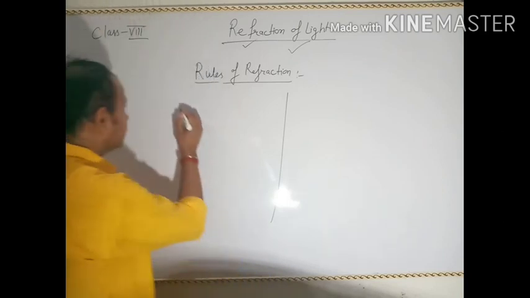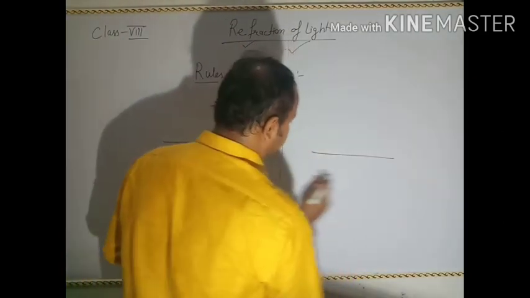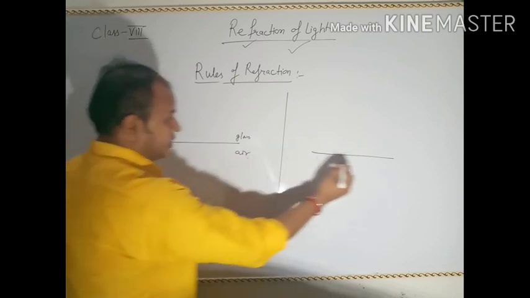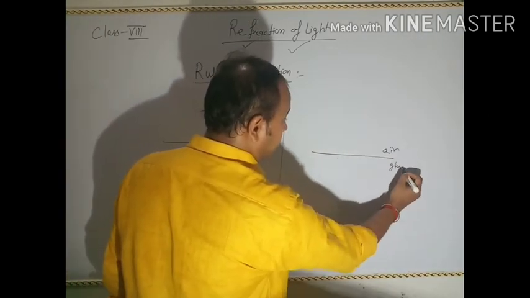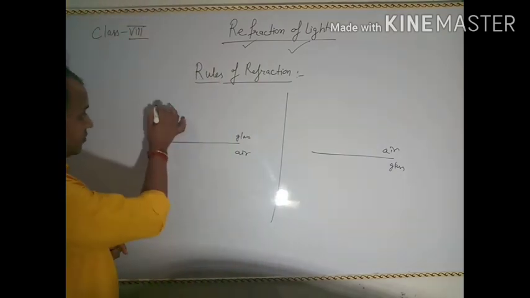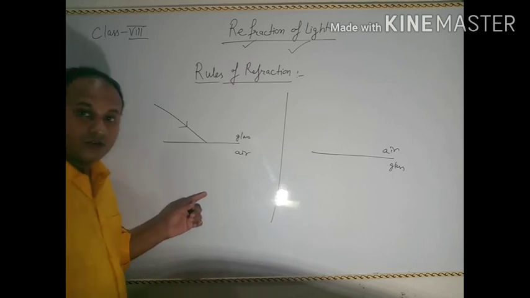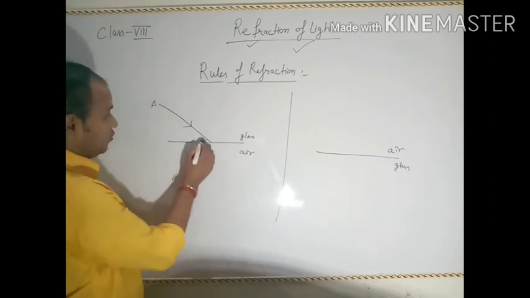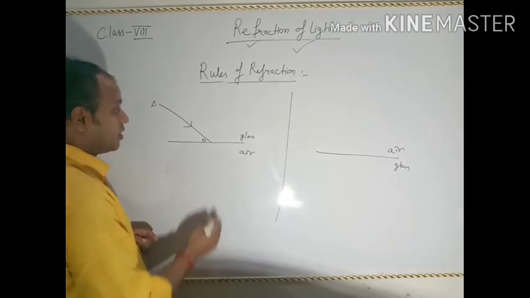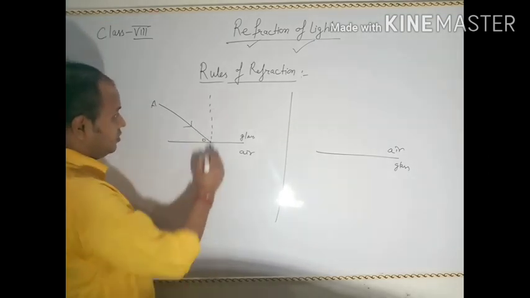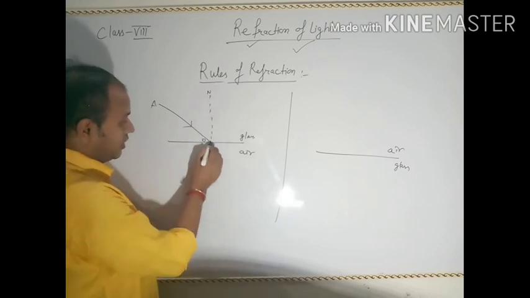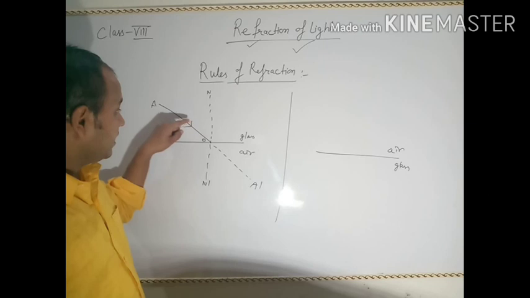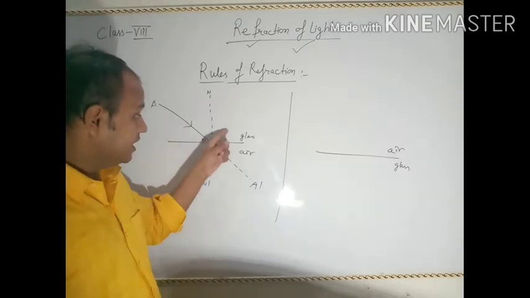Two parts. Suppose this is the interface between the two media. Here we have glass, here we have air, here we have air, here we have glass. Clear? Suppose a ray of light is entering from glass to air, like this one. Now this is said to be AO, the incident ray. This ON dash is the normal, and this is the actual path of the ray of light, OA dash.